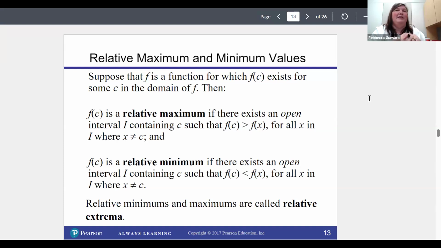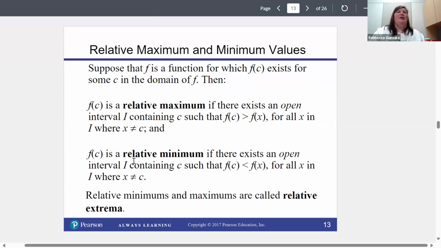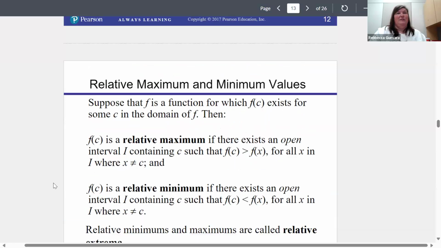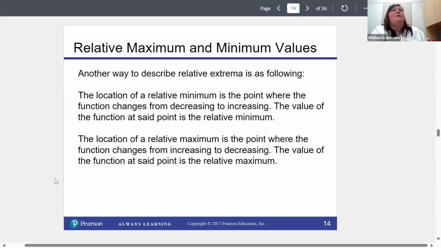A relative minimum means f of c is a relative minimum if there exists an open interval around your point c in which, in this case, we see that f of c is going to be smaller than all the values around it. Your relative minimums and maximums together, we call them relative extrema. So when we talk about relative extrema, we're talking about relative minimums and relative maximums. There's another set of minimums and maximums that are global. We're not worried about those ones. They're just the relative ones.